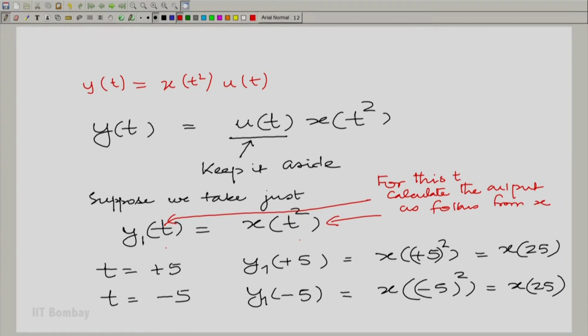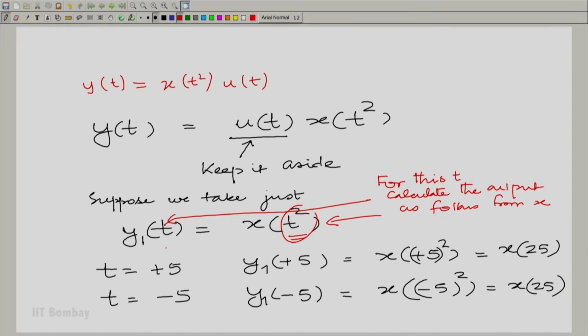So, it says at a given t, pick up the value of x at the square of that value of t. Now, what is the problem with this system? This system can only take positive values in the argument. Here, this argument can only be positive. So, it will always pick only non-negative values, is not it? Only non-negative values, greater than or equal to 0, are taken.